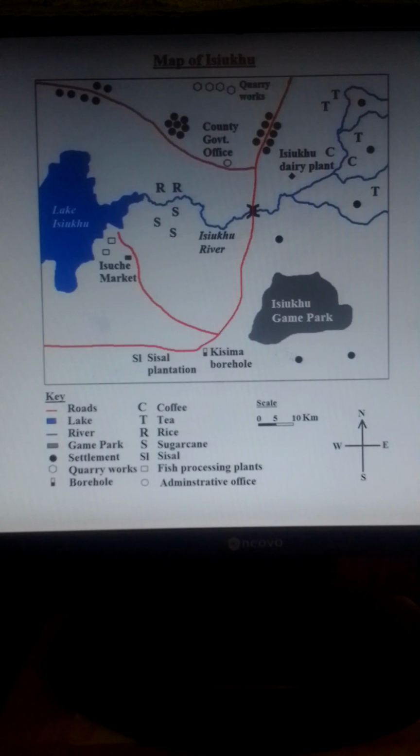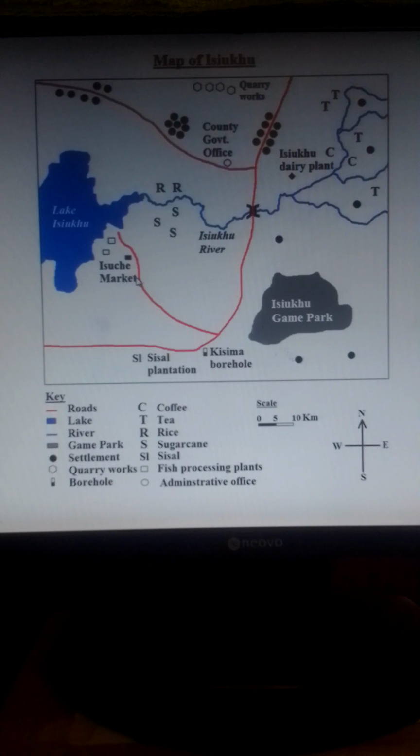Now lumbering. Lumbering is shown on a map by sawmills. If there is any sawmill, it indicates that we have lumbering activity in the area. In this map we don't have one. Now trading is indicated by markets and trading centers. Like on this map we have Isuche market around this area near the fish processing plants. So we have trading activity in this area at this point because of the market.